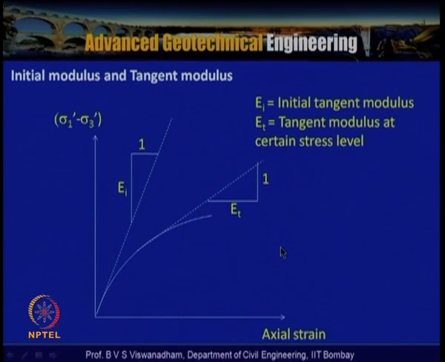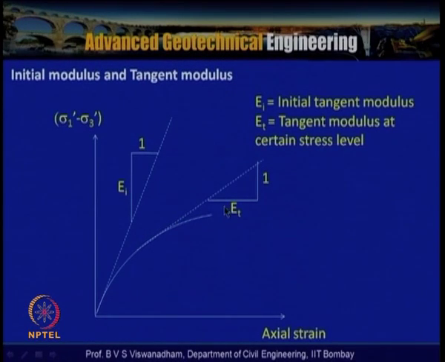So after having discussed the octahedral plane, we now discuss the results of the triaxial test or direct shear test. In the direct shear test, we get shear stress versus shear strain variation for different normal stresses. There also we can get the initial modulus and tangent modulus, and a secant modulus interpretation can also be obtained from the test data.